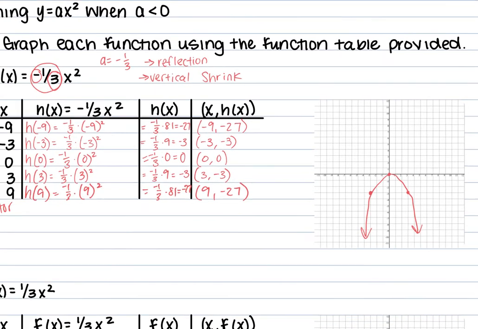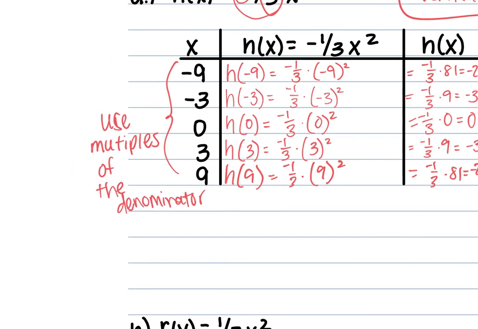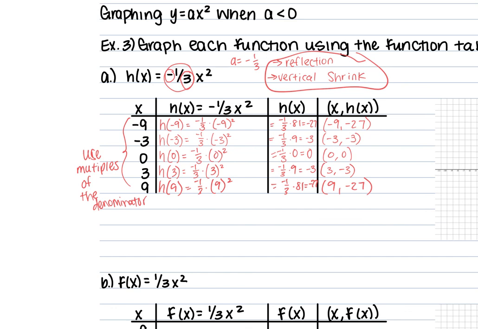Okay? I know it's not required, right? But you guys should be looking for that stuff before you do the problem. Because if you graphed it and you got a really skinny one, you know you messed up, right? Because you were supposed to shrink this vertically, okay? Any questions? Yeah, Veronica? You could do that, but your answers would be fractions. And in order for everything to be divisible by 3, I used multiples of the denominator. So that's why I used negative 9, negative 3, 0, 3, and 9, okay?